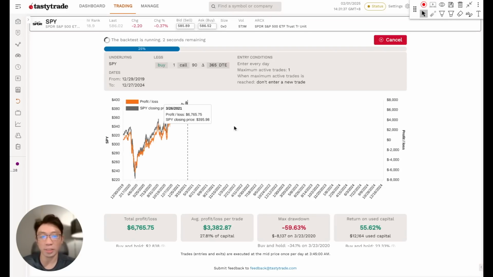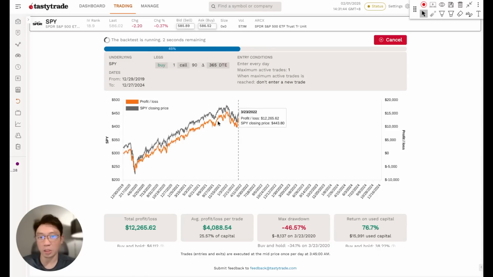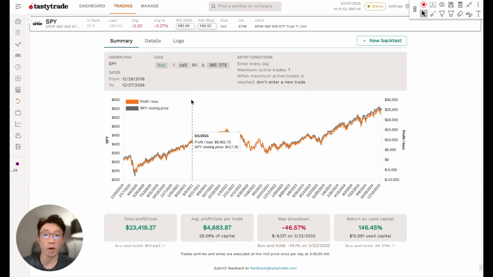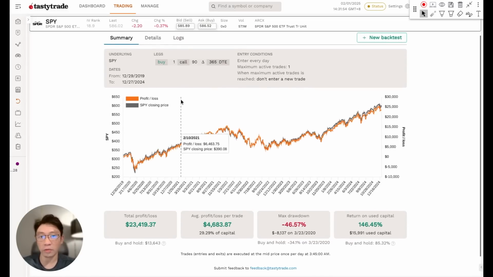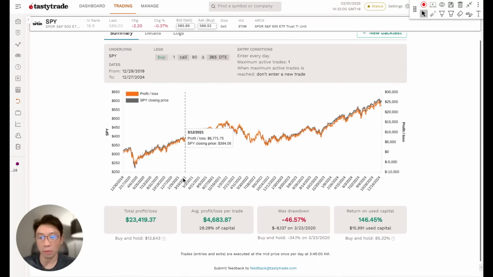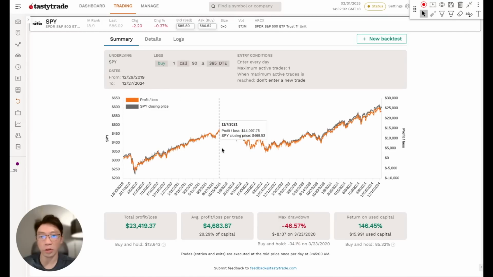Okay, as you can see, it did populate trades. So it's working fine. All you've got to do right now is just wait. This backtest is actually pretty fast. As you can see, in a few seconds we already got 5 years' worth of trades. So let's take a look at how the trade actually performs. As you can see over here, it shows you your P&L in the orange line, and then it measures against the SPY closing price.